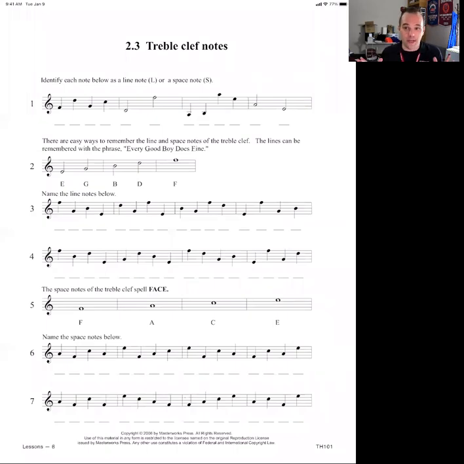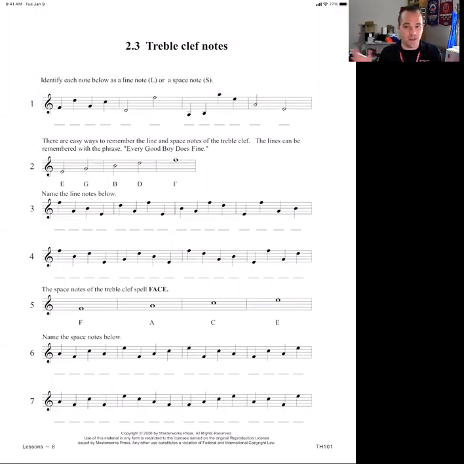All right, hello everybody. Welcome to this week's Music Theory. Today we are doing a review of note names. We're going to do both notes on the staff and notes that use ledger lines going above and below, and not just treble clef, but bass clef also.